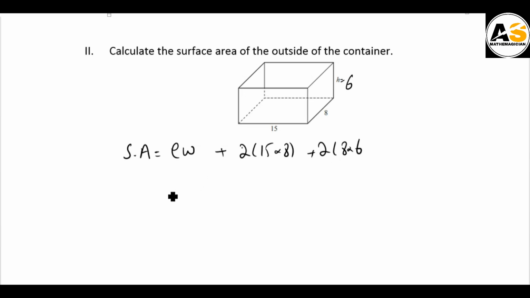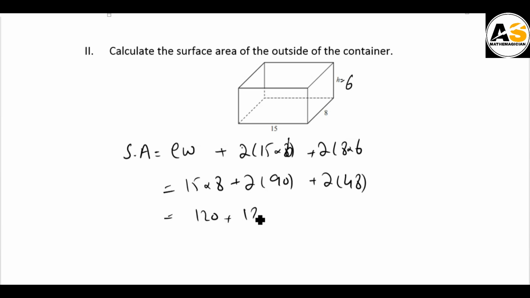So this will be 15 by 8 base area, plus this is 15 by 6 actually. 2 times 15 by 6, 90, plus 2 times 8 by 6, 48. This is 120 plus 180 plus 96. This will sum up to 396 centimeter square. I hope this is clear.